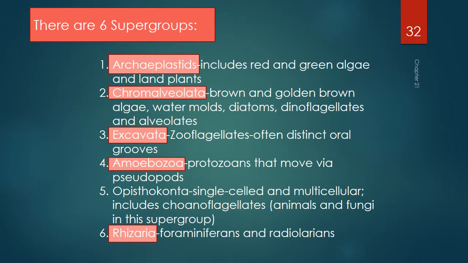Just to show you where these fit in our supergroups, the amoebas, of course, are going to be in the Amoebozoa, and then down in supergroup number 6, the Rhizaria, that's where the radiolarians and the foraminiferans are. So we're going to go through those, and we'll hold off on the Apusozoa until next time.